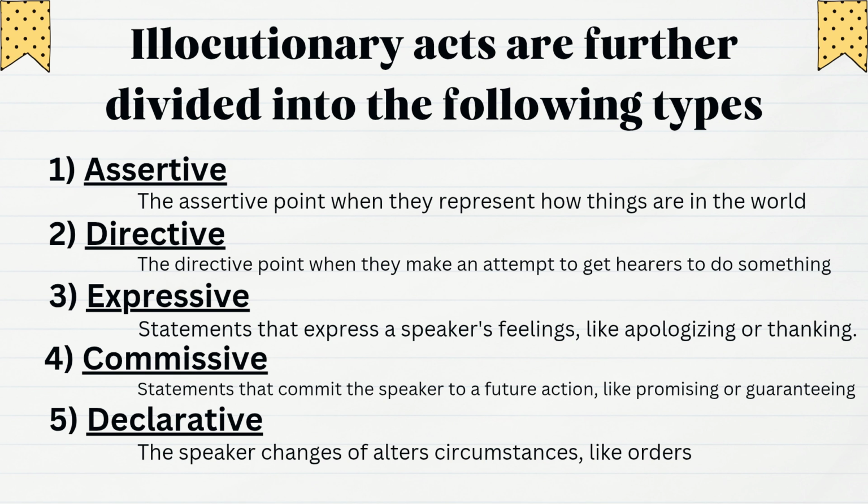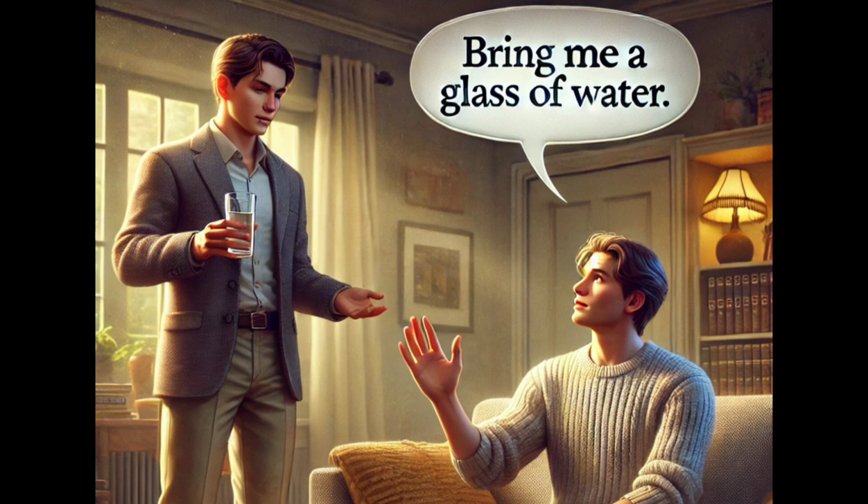Second is the directive. Directives are used when they make an attempt to get the hearer to do something. In the first one, we explained in assertive that it just describes something, but in directive, the speaker wants something from the hearer. When the speaker wants the listener to do something for him, for example, orders and requests. If a speaker says to another, bring me a glass of water, so he wants the listener to go and come with a glass of water. So this is directive.